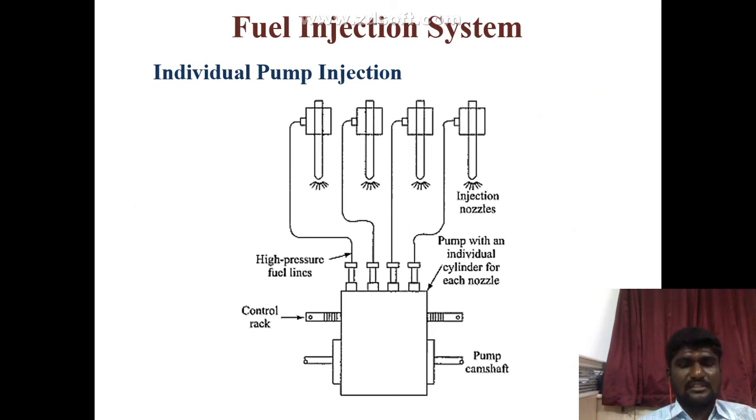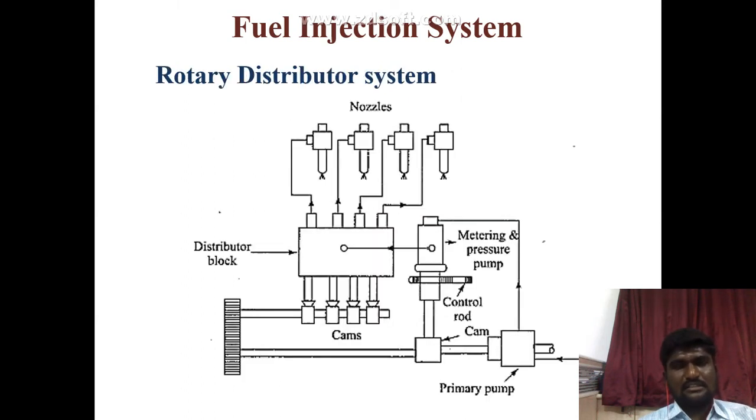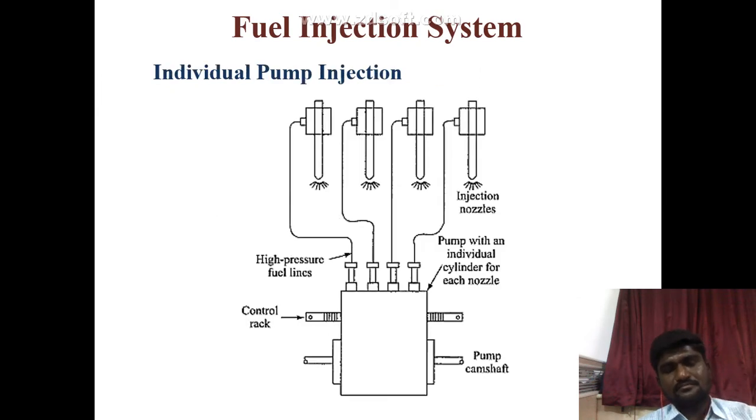So the next one is called the individual pump injection system. This system is called the unit injector system. This is an individual pump injection system, or we described it as the unit injector system. The unit injector combines the injection nozzle and the high pressure pump in a single assembly. One such unit injector is fixed at the head of the engine cylinder, right? So that is called the individual pump injection system.